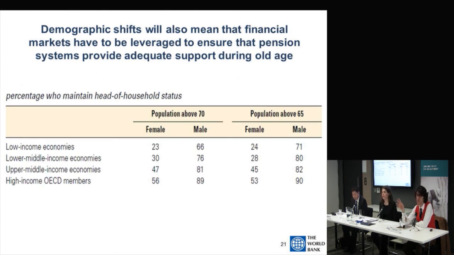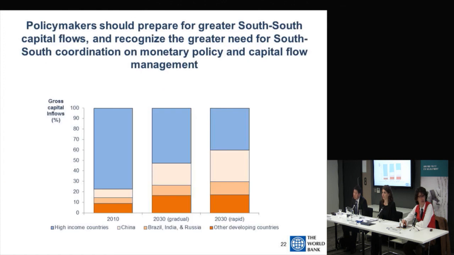There are issues on aging that I mentioned on the public pension story. I don't have the time to go through this, which shows another additional pressure, besides the increasing share of old people: old people live in their own households when income increases, and so they have to rely on a public system or asset-based system, not an informal multi-generational system.